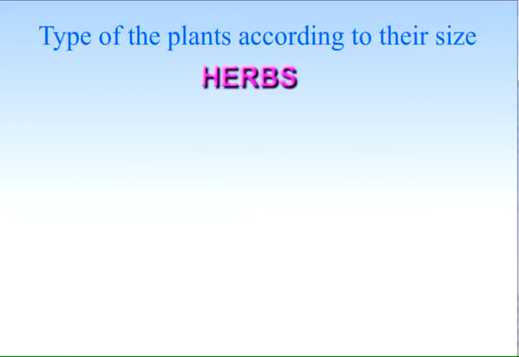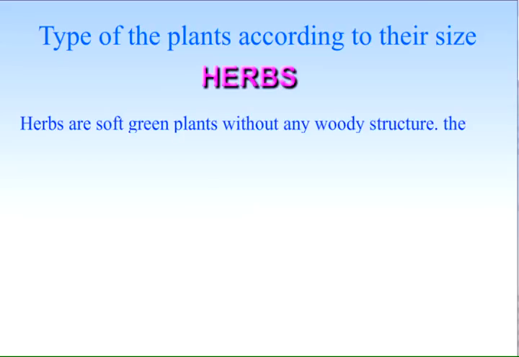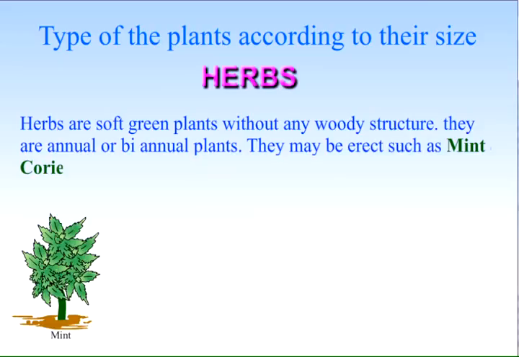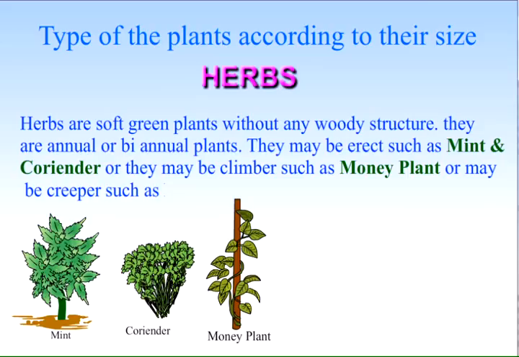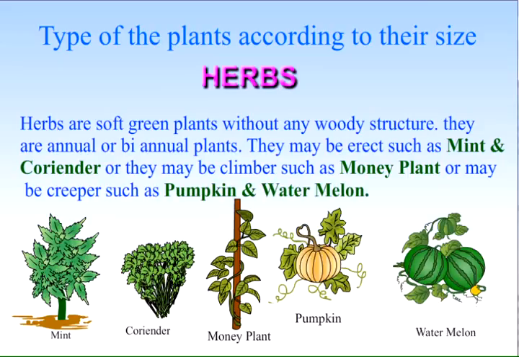Herbs. Herbs are soft green plants without any woody structure. They are annual or biannual plants. They may be erect such as mint and coriander, or may be climbers such as money plant, or may be creepers such as pumpkin and watermelon.